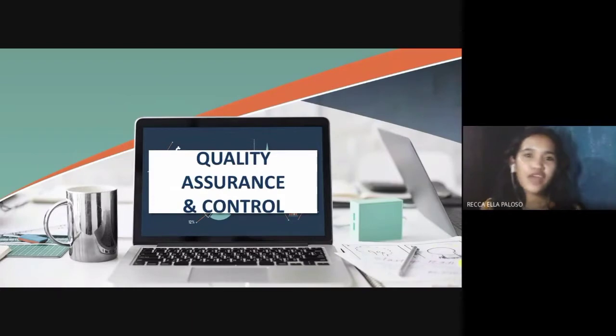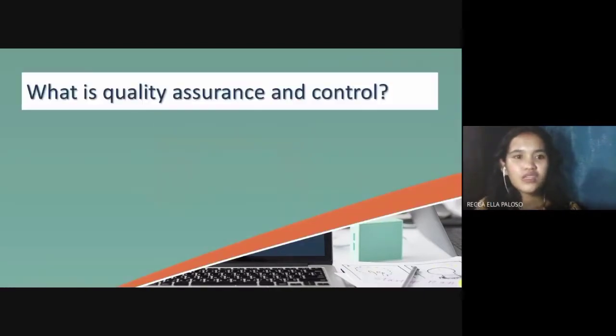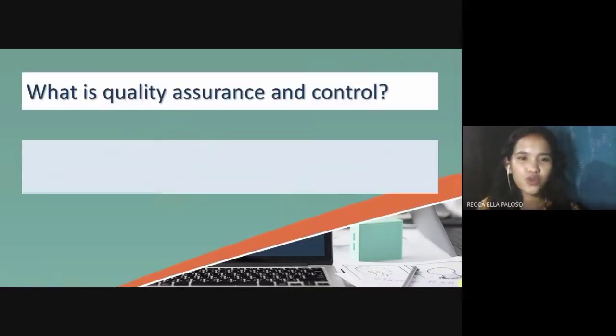So good afternoon, everyone. For today's lesson, we will talk about ULO3, which is to understand the quality control and assurance in the production and operation system. So first, let's talk about quality assurance and control. So what is quality assurance and control?